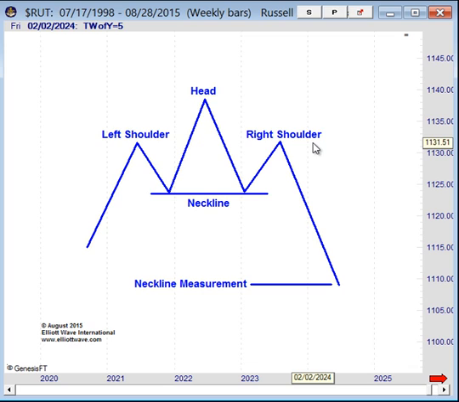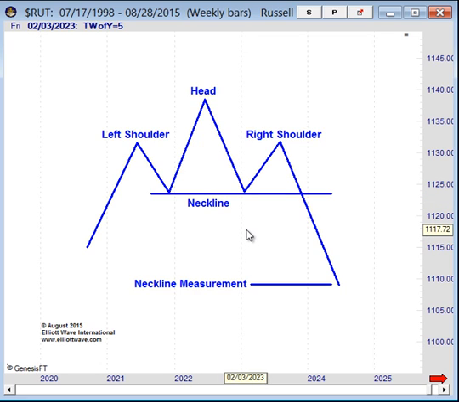Another exciting component of this formation is that upon completion of the pattern, which is essentially a break of the neckline right here, we can identify a trade target. Simply measure the distance from the head to the neckline, and project that downward from the breakdown point. This distance is simply the height of the head measured down to the neckline.